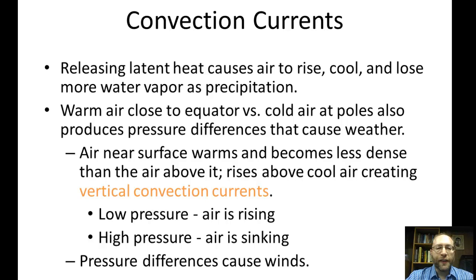So these convection currents are caused by releasing latent heat that's caused by water evaporating. That causes air to rise and to cool, and it loses more water vapor as precipitation. And then warm air close to the equator versus the poles also produces pressure differences that cause the weather. And the air near the surface warms, becomes less dense, creating the vertical convection currents. And the pressure differences cause the winds.